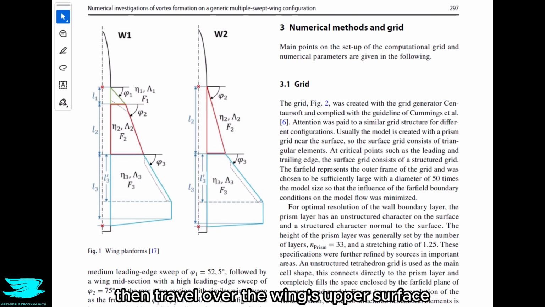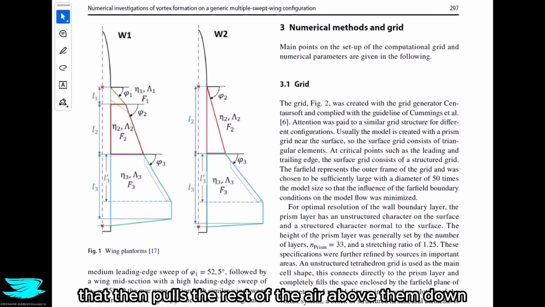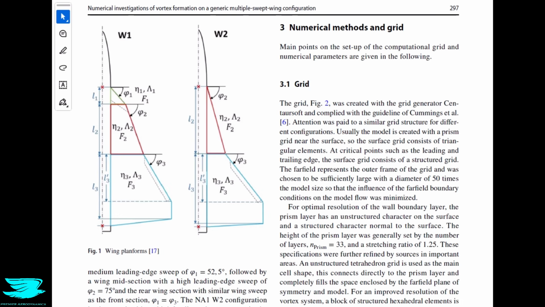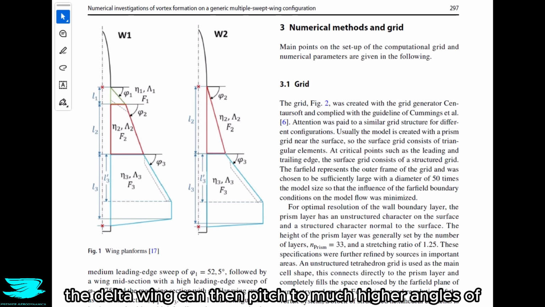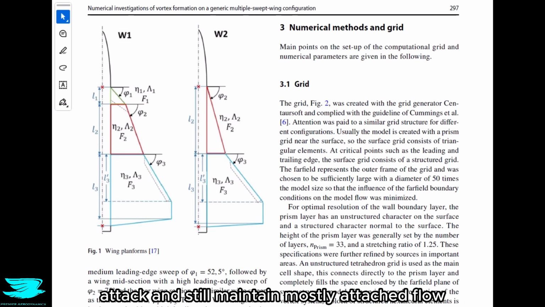And these vortices then travel over the wing's upper surface, and because they are low pressure cores, that then pulls the rest of the air above them down. That then results in that air being able to stay attached far more easily over that surface. As a result, the delta wing can then pitch to much higher angles of attack and still maintain mostly attached flow, as well as produce lift efficiently. When we have 2 or 3 angles, then the plethora of vortices produced occur, and they suck down the air over the top surface much more efficiently and effectively, and that increases lift in a more robust fashion, as we'll see later.